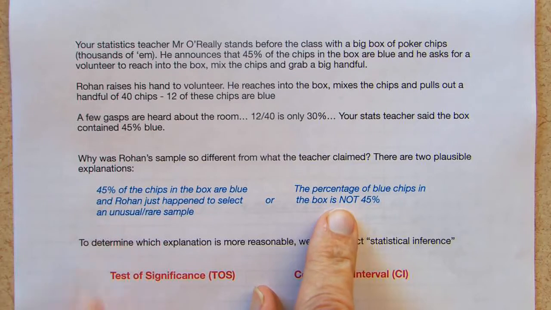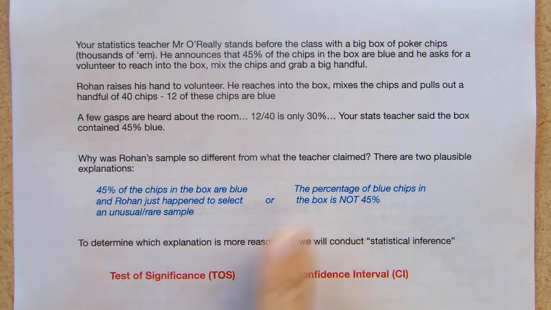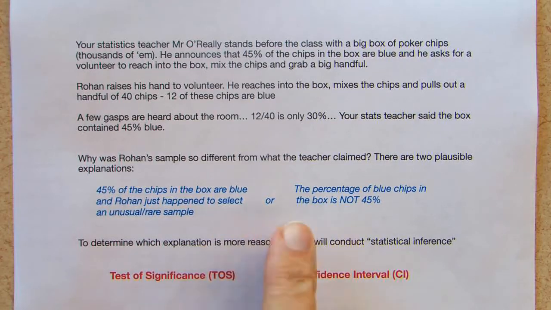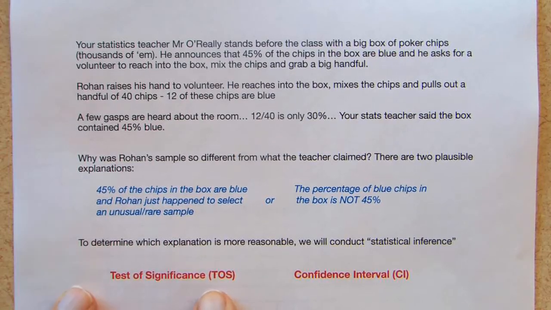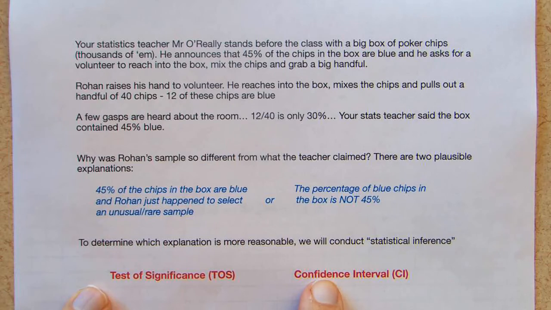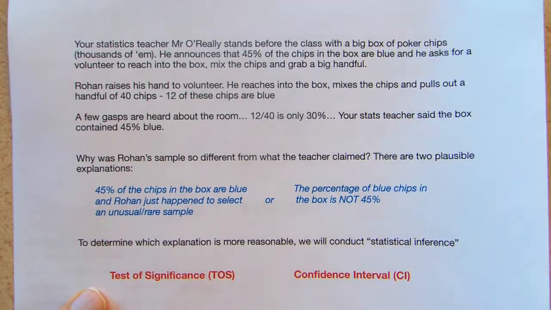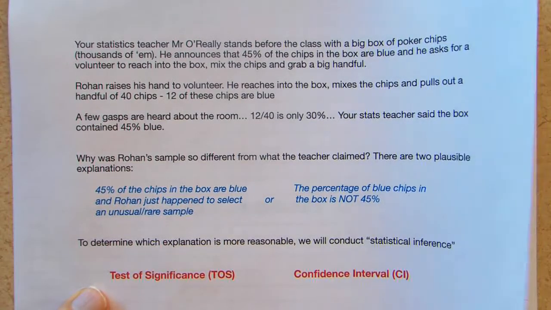Or maybe it's the case that there really aren't 45% blue chips in the box. And the way we can decide which of these is the more plausible or reasonable explanation is we can do a thing called a test of significance and also something called a confidence interval. You have some experience with this. This, though, is brand new. So let's get into the details of the test of significance.